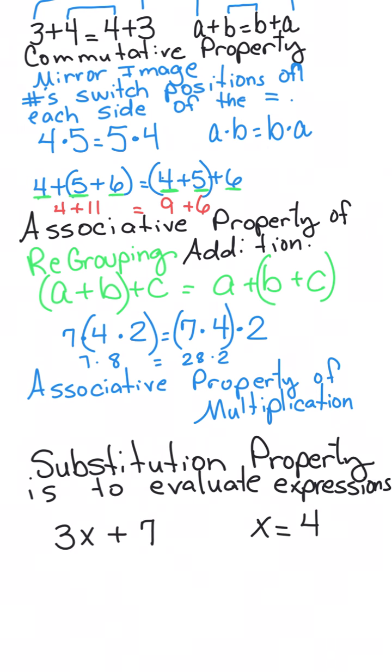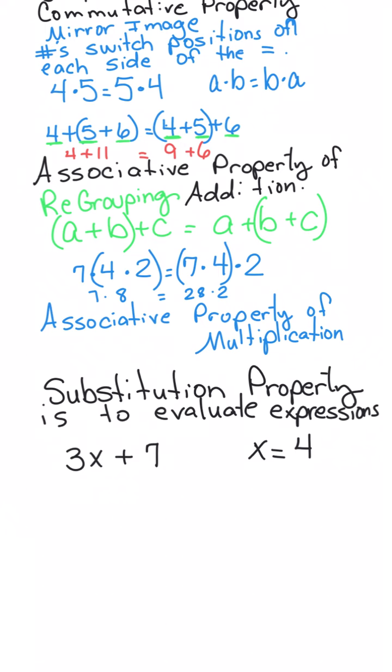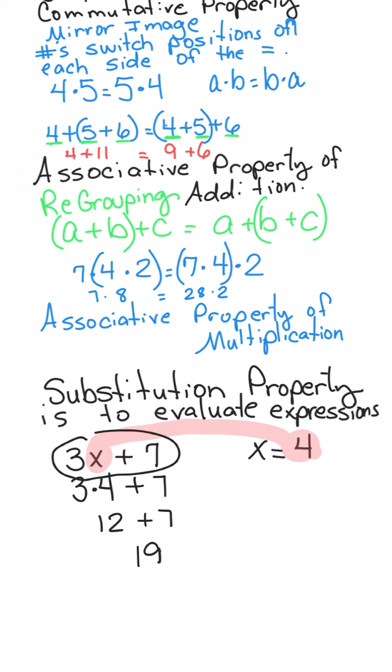So if they tell you that x is equal to 4, you take the value for 4 and you're going to substitute it in the place of x. So when we substitute, we get 3 times 4 plus 7, which gives me 12 plus 7. So now the value of the expression 3x plus 7 is 19.